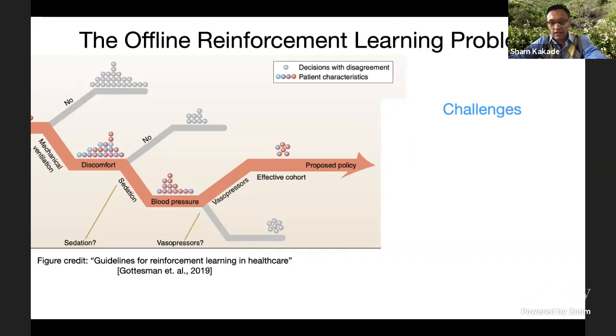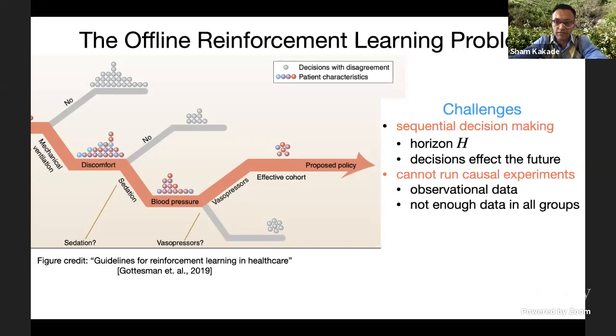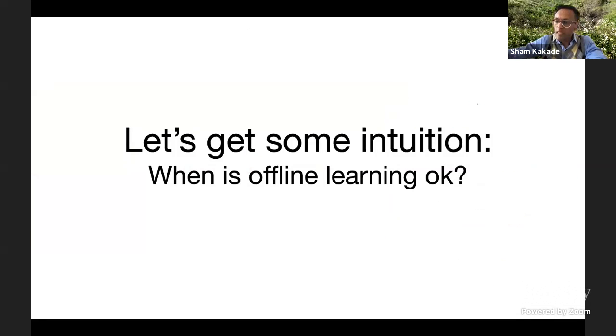So what are the challenges here? Let's consider this healthcare example as a running example, because I think it's a little more compelling. We've got a sequential decision-making problem because the decisions affect the future. In many of these settings we can't run causal experiments very easily, because we just have the data offline, and a real concern might be not enough data in various subgroups. On top of that, we've got the curse of dimensionality, where effectively we have an infinite possible set of configurations for the type of people that come in, and we need to use some kind of function approximation to handle this issue.